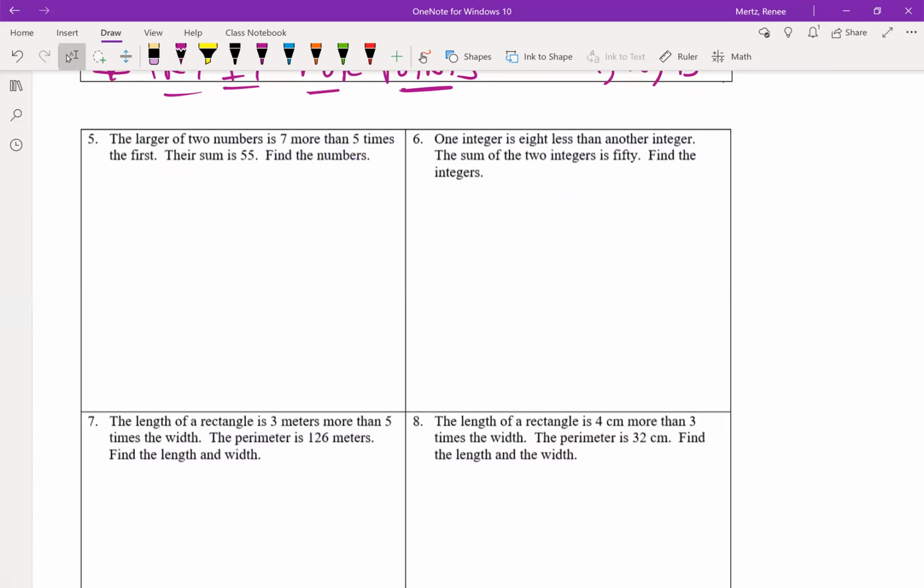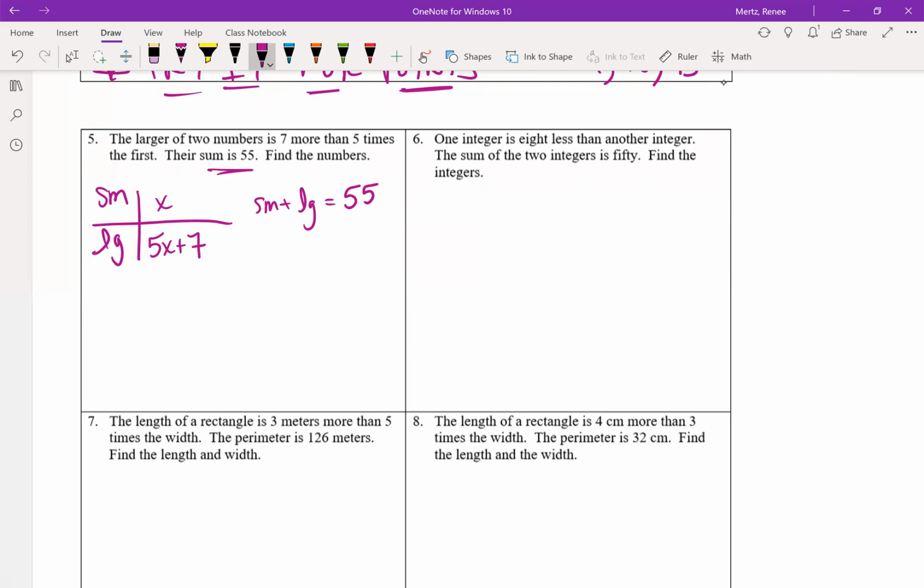Number 5, the larger of two numbers is 5 times the first. So we have two numbers. We have the first, or we could call it the smaller and the larger. Either one. So you could call it first and second, or small and large. The larger of two numbers is 7 more than 5 times the first. 7 more than 5 times the first is 5x plus 7. Their sum, so small plus large, or first plus second, if you want to call it that, is 55.